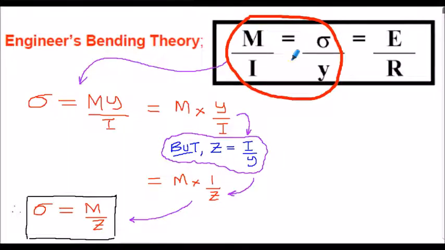Just to show you the rearrangement of the engineer's bending theory, considering the M upon I is equal to the stress upon Y, we can rearrange that for the stress is equal to the M multiplied by the Y divided by the I. That could be written as M multiplied by the Y upon I, and we note that section modulus Z is equal to I divided by Y. So we could then rewrite the above equation as M multiplied by 1 upon Z, because Y divided by I is the reciprocal of Z. And so that forms the equation that the bending stress is equal to the M divided by Z.